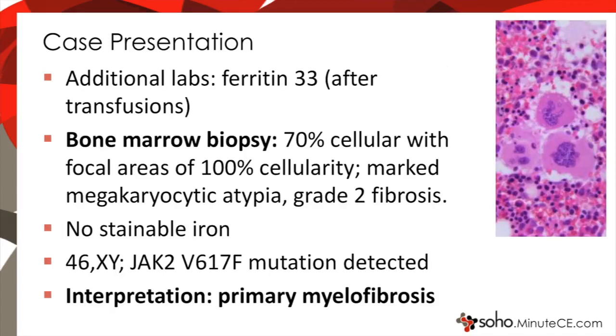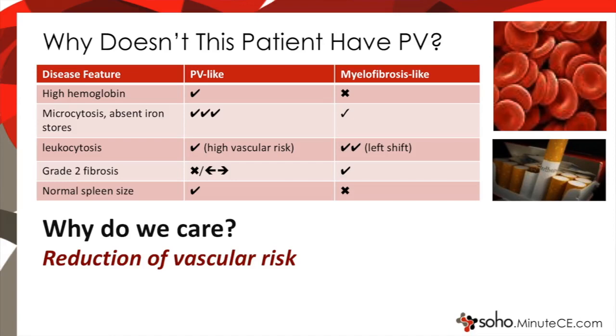A bone marrow biopsy was done and was 70% cellular, had areas that were more cellular than that, megakaryocyte atypia, as we typically see in myeloproliferative neoplasms, and there was grade 2 fibrosis. There was no stainable iron. The karyotype was normal. The JAK2 V617F mutation was detected, and this was actually interpreted by the pathologist as primary myelofibrosis.